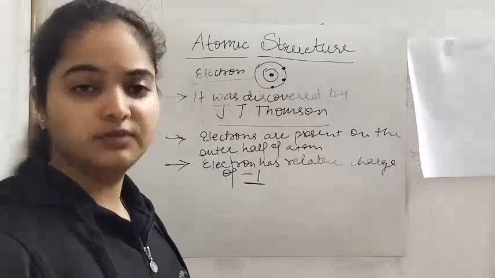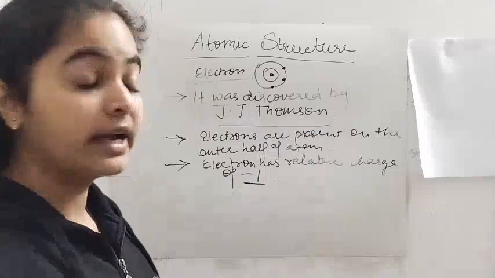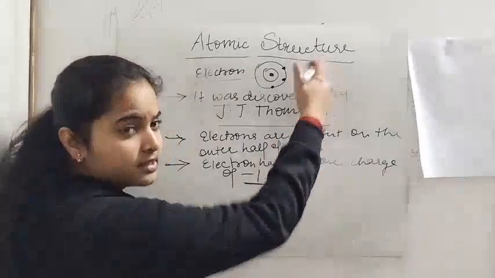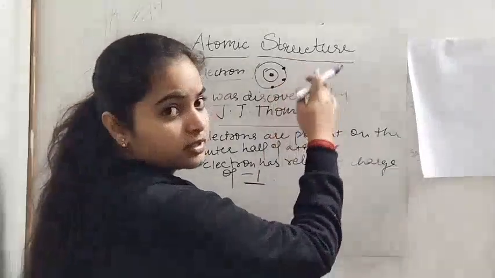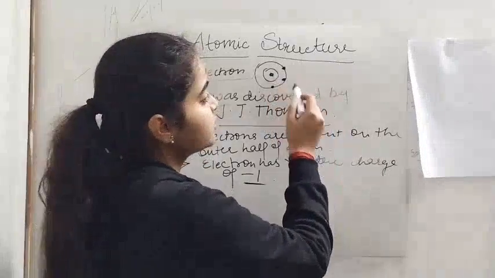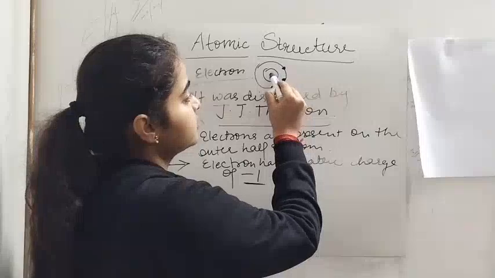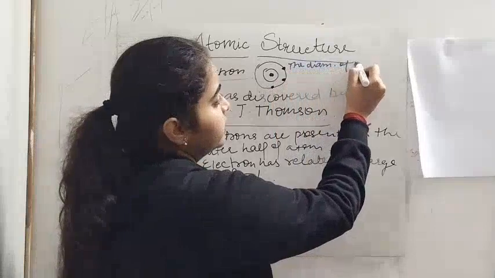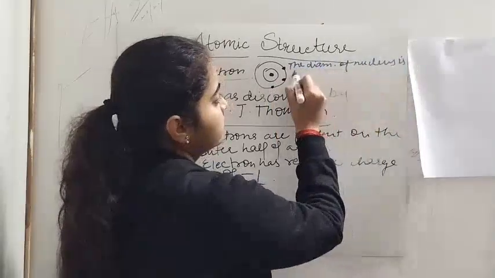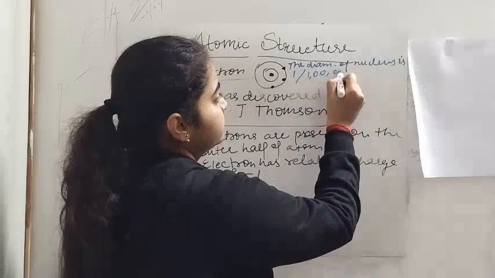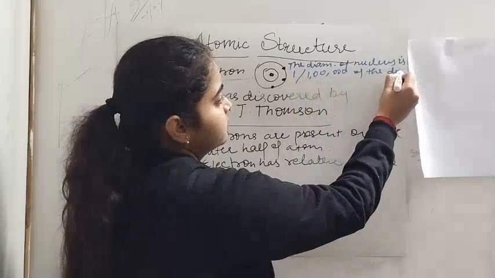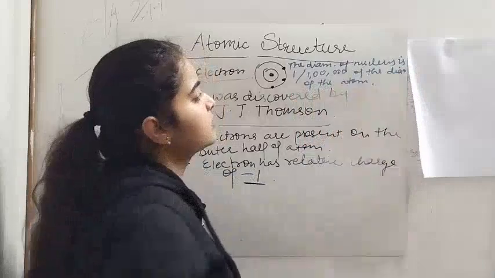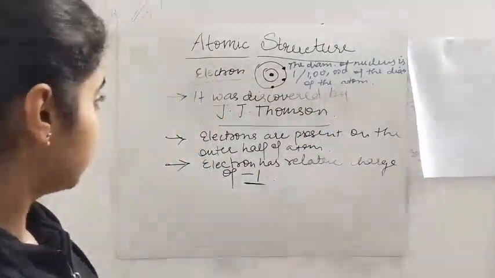The volume of the nucleus is 1 by 1 lakh of the total atom, and the diameter is also in the same proportion. So if the question arises, what is the ratio of diameter of nucleus to the diameter of this atom? So we will write the diameter of nucleus is 1 by 1 lakh of the diameter of the atom. So this is also an important point. Write it down also.